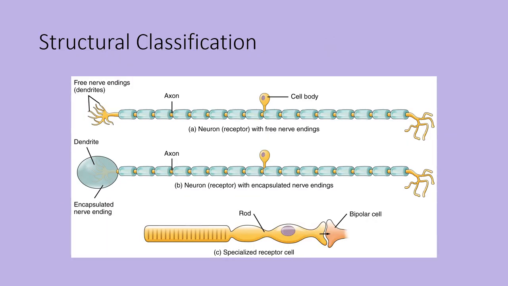And in this picture, it does show examples of these three types. So here you have the free nerve endings over here, the encapsulated nerve endings, and then this is showing one of the types of receptors that's found in the eye that can detect black and white, basically.